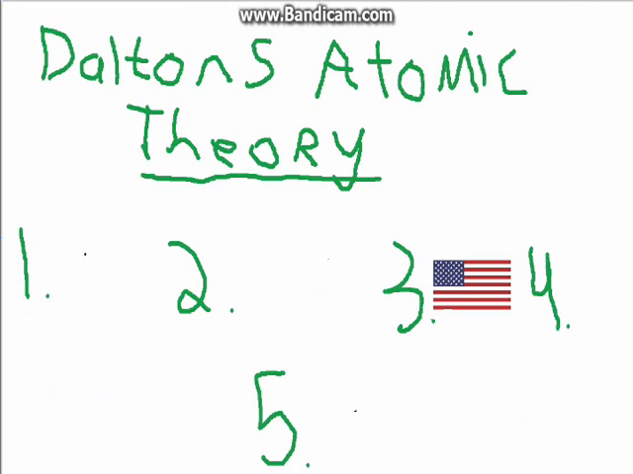Dalton's atomic theory is made up of 5 postulates, the first being that all matter is composed of extremely small particles called atoms. His second being that all atoms of a given element are identical, having the same mass, size, and chemical properties. The atoms of a specific element are different from those of any other element.